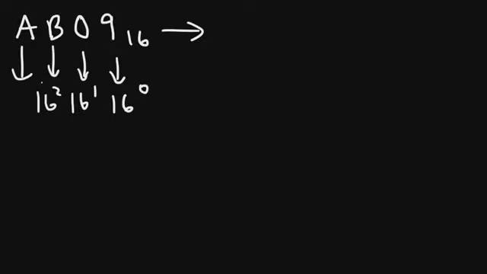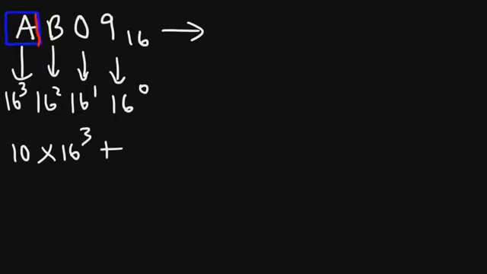If you want to pause the video, feel free to do so if you wish to work on this example problem. So as before, the first one we're going to multiply by 16 to the 0 power. The next one will be 16 to the first, and then 16 to the second, and then for the fourth digit, 16 to the third power. So let's change A into a decimal value. A corresponds to 10. So we're going to have 10 times 16 to the third power.